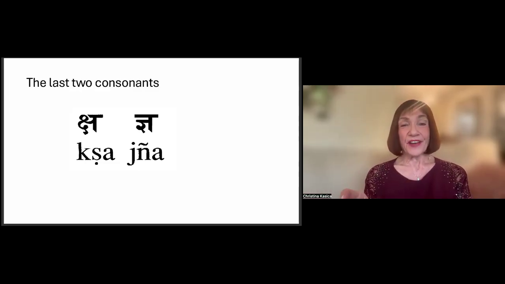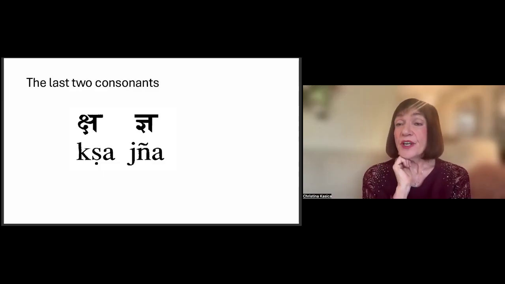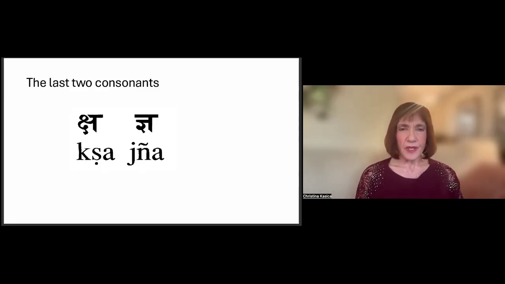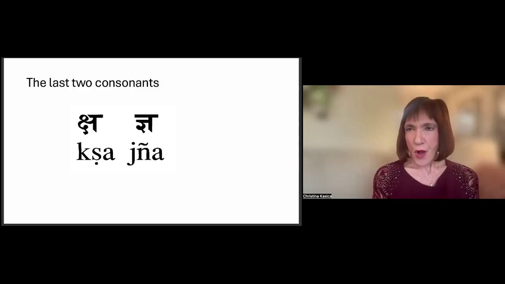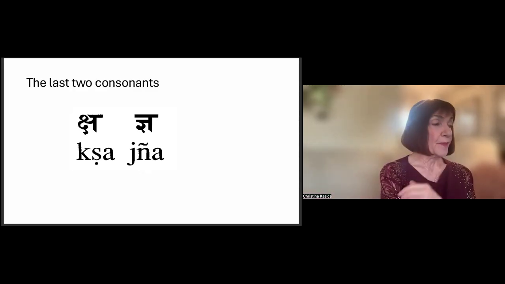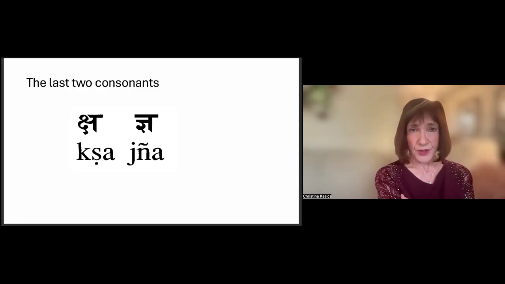And the second one there is the jna. Say jna. And that is a palatal j and a palatal n. So it's jna. Say jna again a couple of times. Palatal. Good. And again, you would not be able to recognize that by deconstructing the shapes because it doesn't look like anything we know. It's just its own character. So we have to learn it.